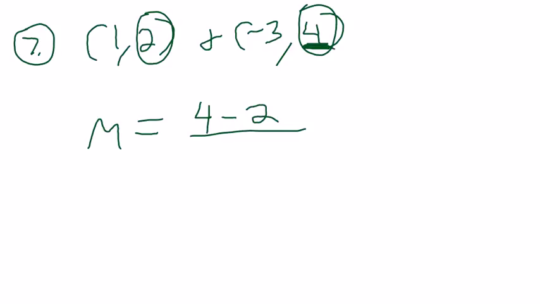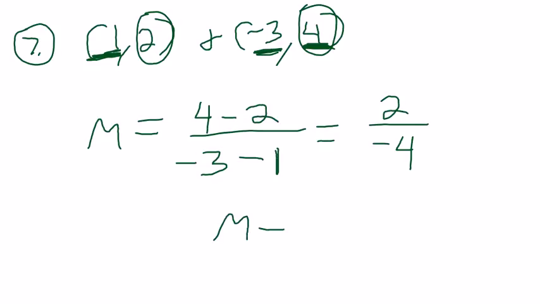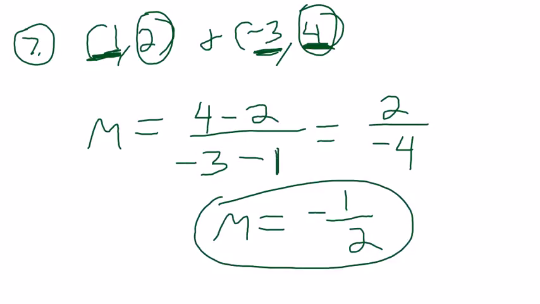Now, if I start with this 4, this means I have to start with negative 3 in the bottom. So it's negative 3 minus the other x value, which is 1. Then we get 2 over negative 3 minus 1, which is negative 4. Always reduce the fractions to the lowest terms, and this reduces to negative 1/2. That's our slope. Okay, once you're done this video, do number 8 also on your own, along with number 2, since we didn't do that in the video.